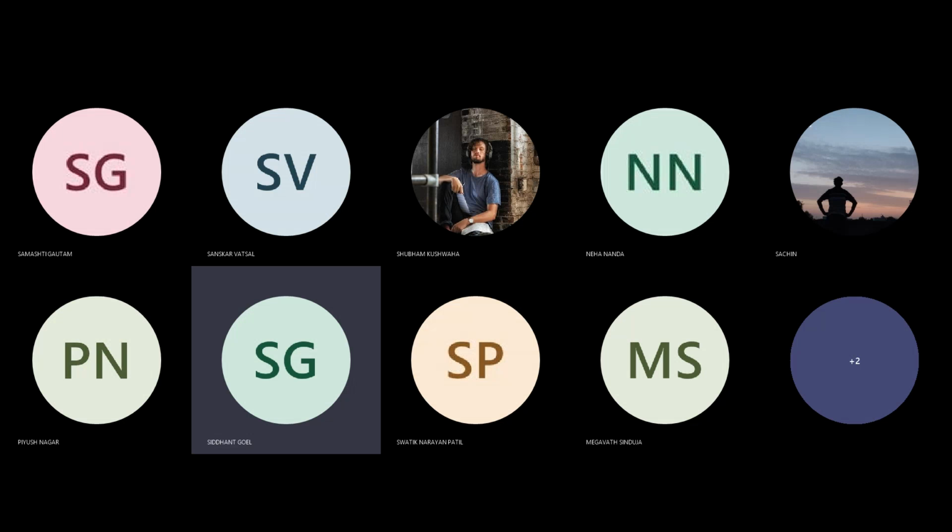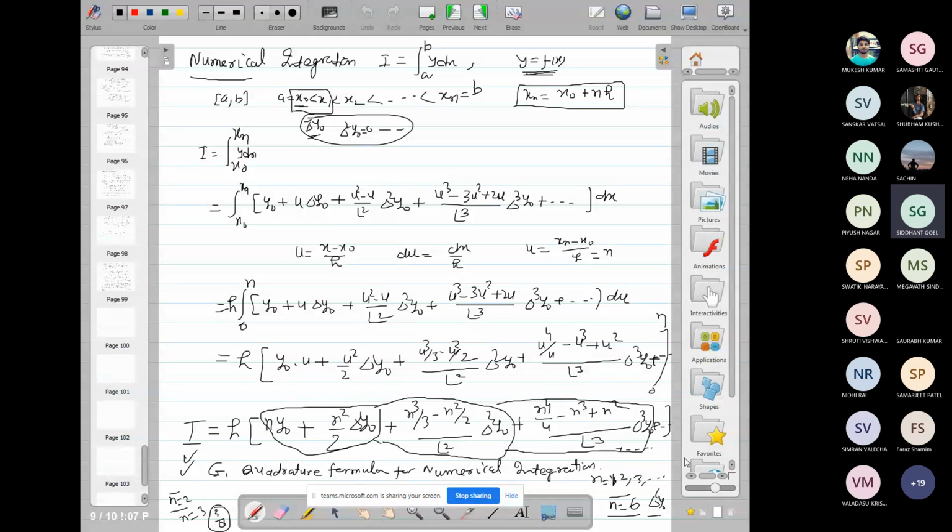Formula for numerical integration. When n is equal to 1, trapezoidal rule; n is equal to 2, Simpson 1/3; n is equal to 3, Simpson 3/8; n is equal to 4, Boole's rule; and n is equal to 6, Weddle's rule. For n equal to 5, no formula.